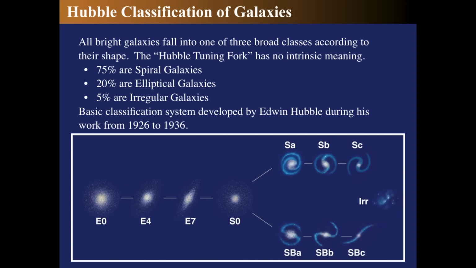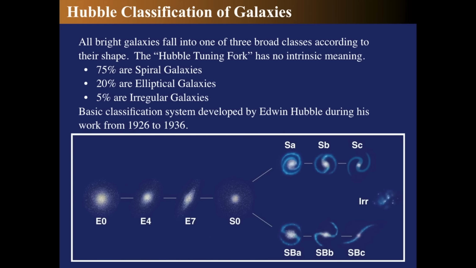And he thought that actually progressed from left to right, from elliptical to spiral, thinking that they go from a simple looking thing to a more complex looking thing. But we now know that the Hubble tuning fork diagram has no intrinsic meaning. It just looks nice and is very helpful to help you remember the different types.